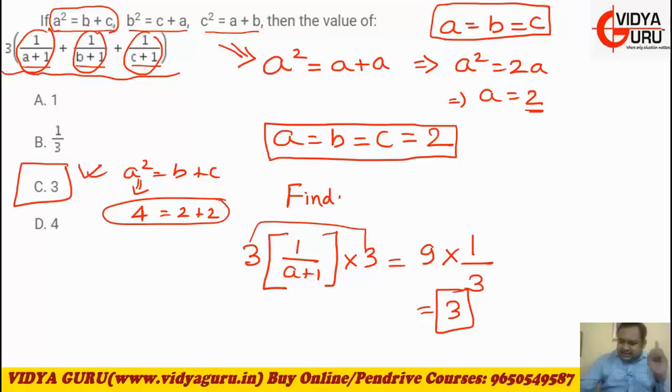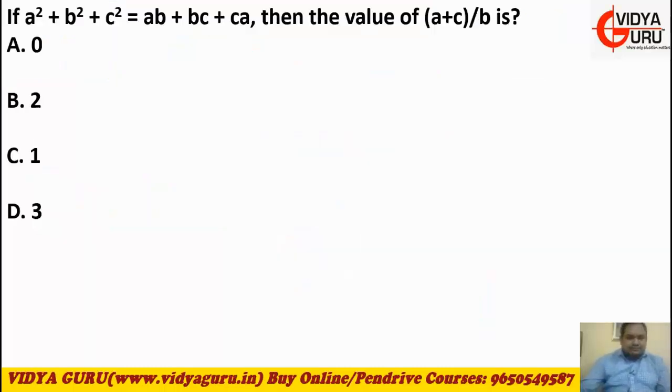The final answer is 3. So this is the key. As soon as you see that the expression is symmetrical, assume all variables to be equal. Let's proceed. So you can see again a symmetrical expression is given. So you can rewrite this: a square is equal to b square is equal to c square.